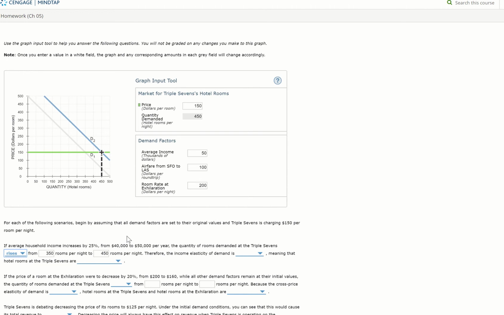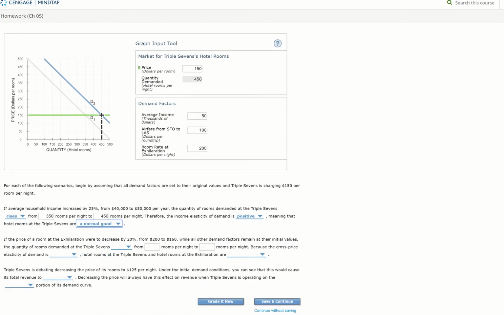And then if you look at the definition for normal good and inferior good, using income elasticity, for normal good, income elasticity is positive. For inferior good, income elasticity is negative. So this is positive, which means the rooms are normal good.